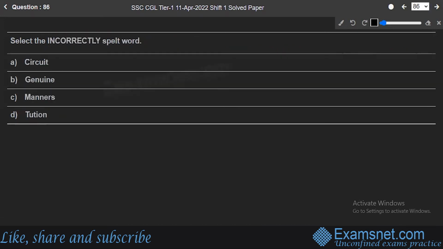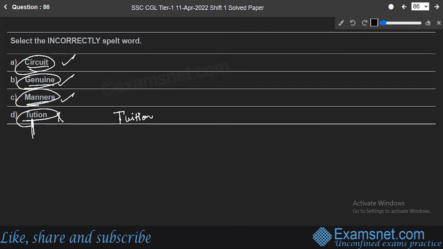Next, question number 86. Select the incorrectly spelled word. Is it circuit, genuine, manners, or tuition? Are the spellings correct? I think yes. Circuit is correctly spelled. Genuine is correctly spelled. Manners is correctly spelled. But tuition is incorrectly spelled. So what is the right spelling for the word tuition? Tuition. So one i was missing at this place, right? So among the given options, option D is the incorrect option.